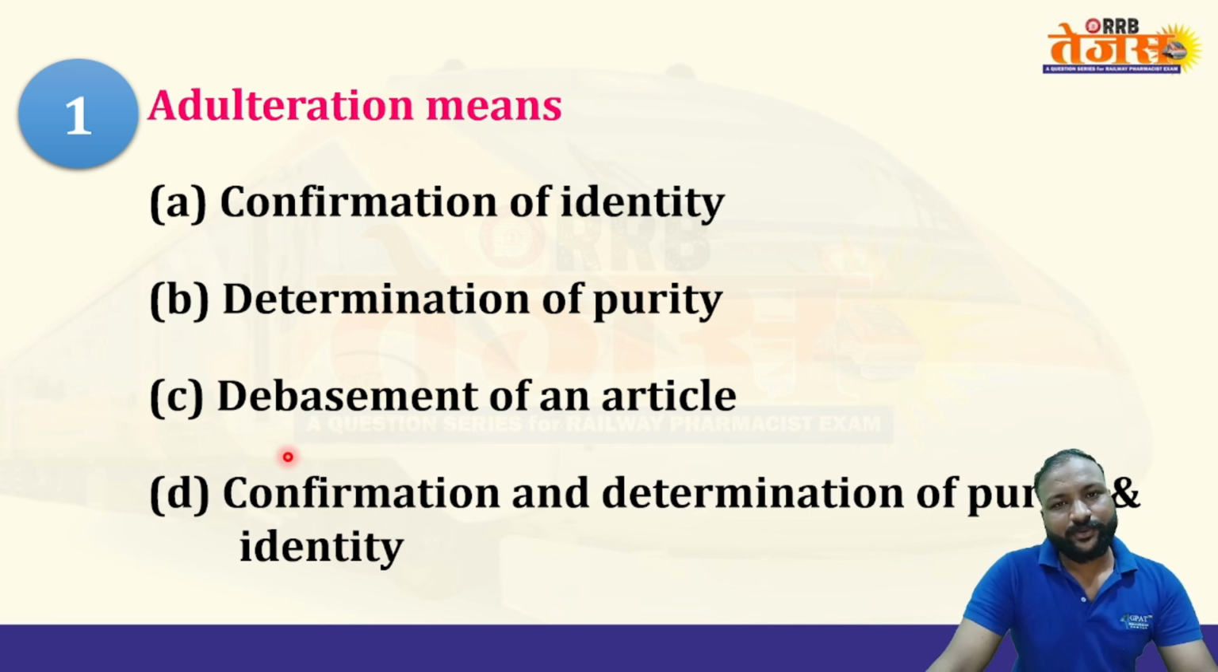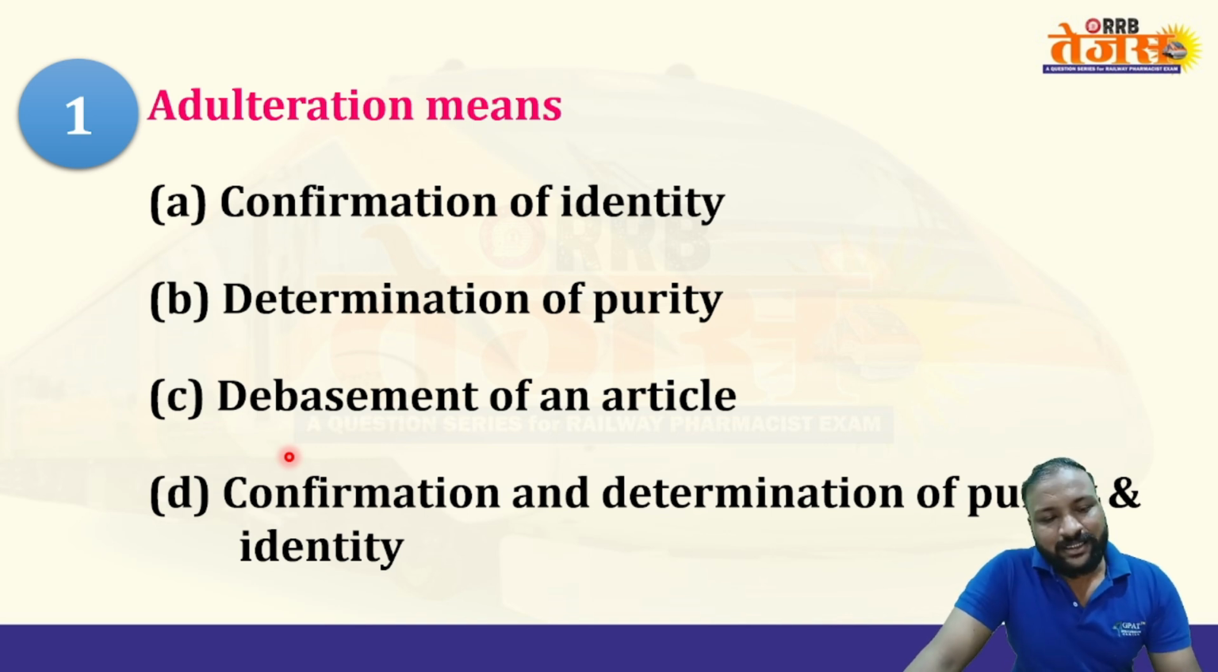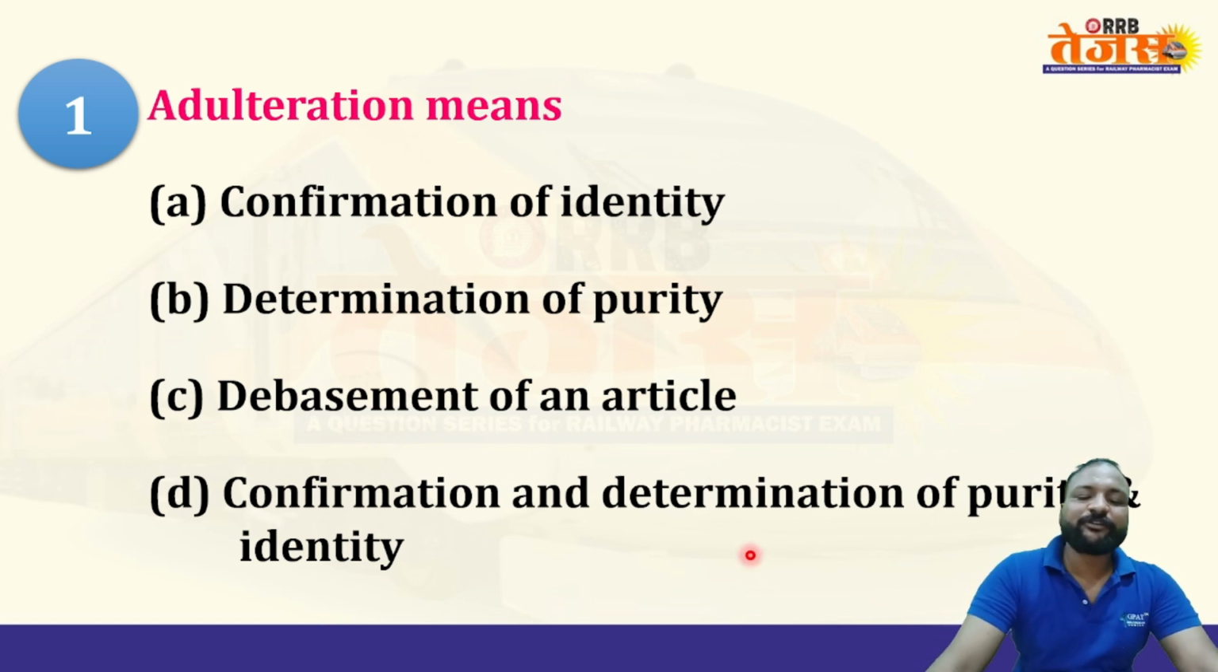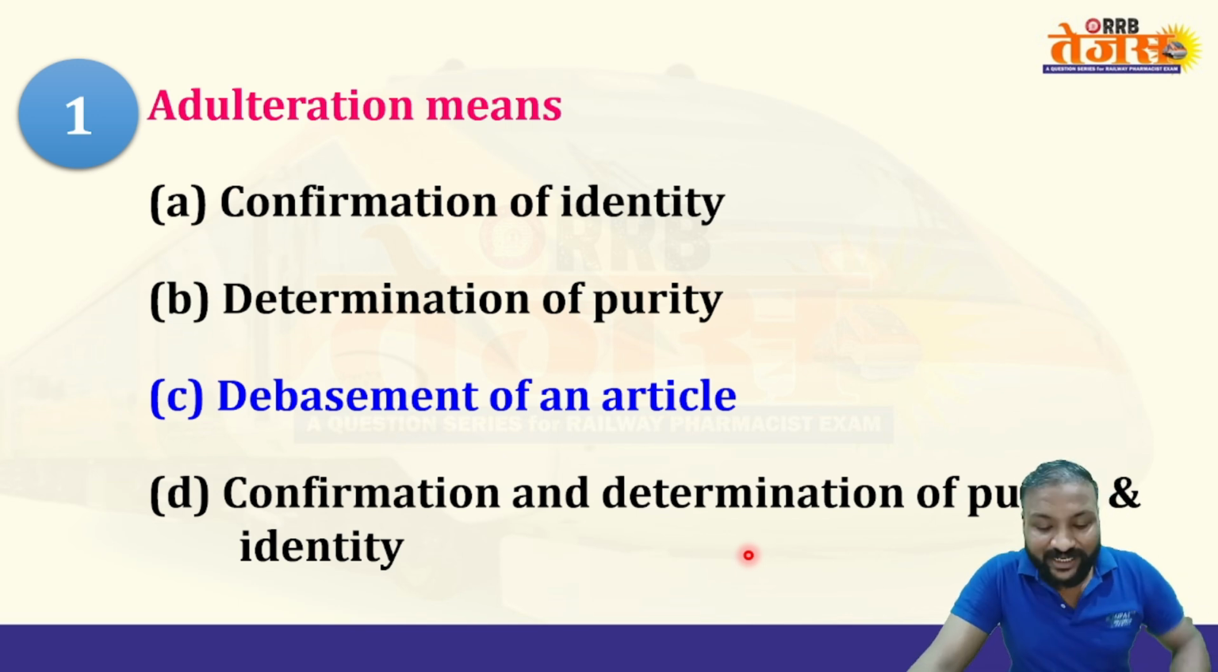Adulteration generally has two to three definitions, and based on that, the question was asked. So choose the right answer: confirmation of identity, determination of purity, debasement of an article, or confirmation and determination of purity and identity. Let me check the right answer for this question. Option C is right here, debasement of an article.